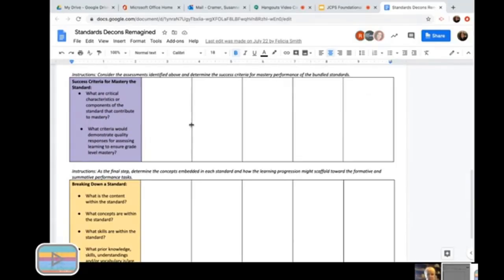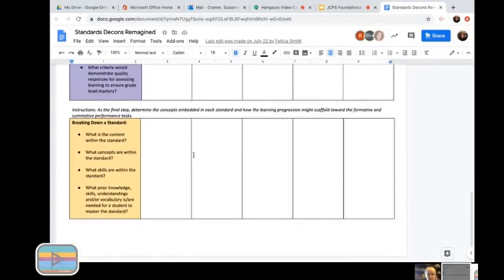And then we get to the portion that we're all very familiar with, where we're looking at the different dimensions of the standard and breaking it down into conceptual understanding and skill.